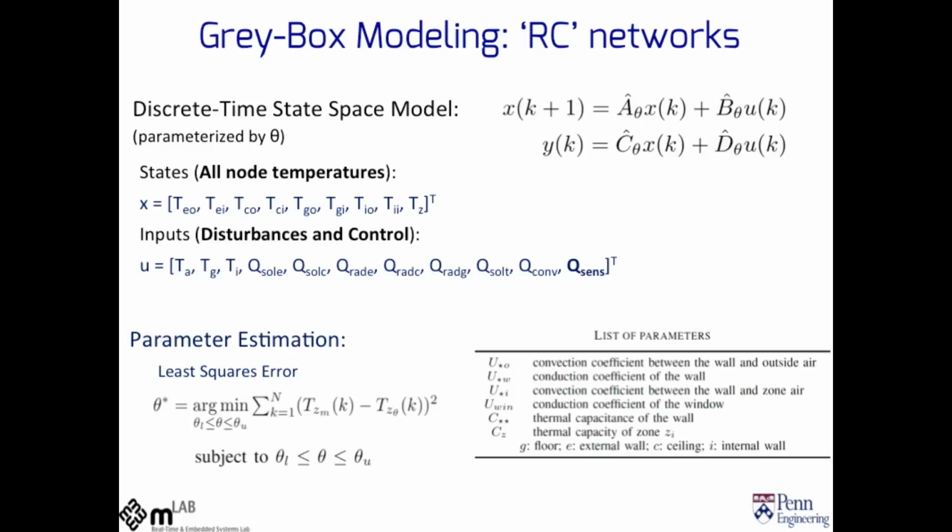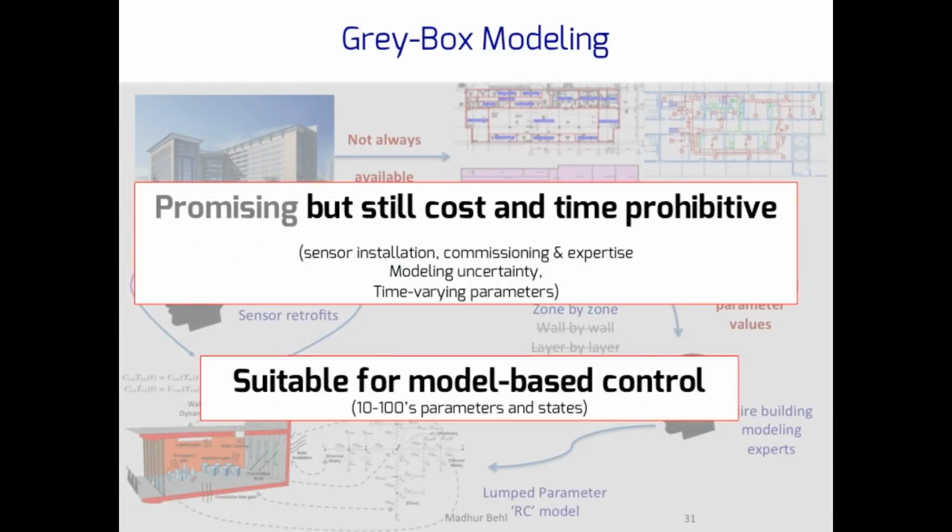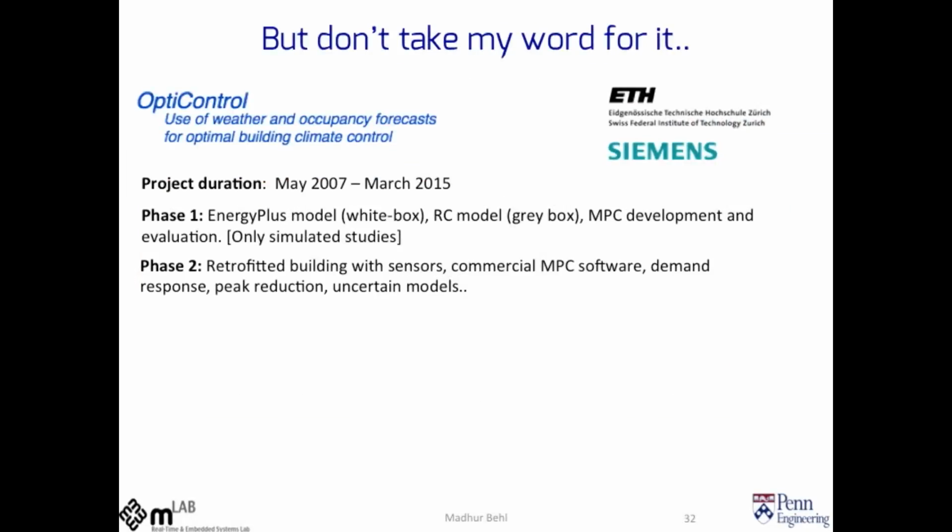So surely gray box modeling is suitable for control, but it is still very cost and time prohibitive to learn these models because you're not getting rid of the need for adding more sensors and hiring domain experts. And you don't have to take my word for it when I tell you it's cost and time prohibitive. We can look at one of the seminal studies which was done in this area, which came out of the OptiControl project at ETH. And they spent about 8 years and they did it all.